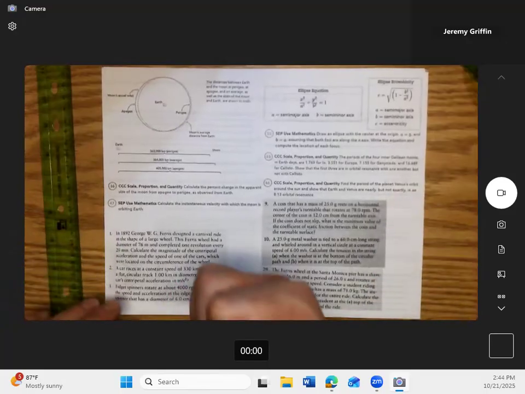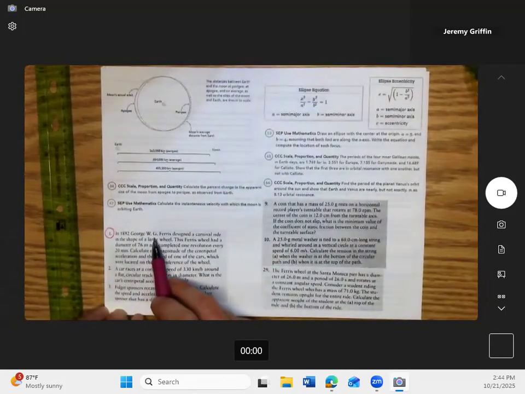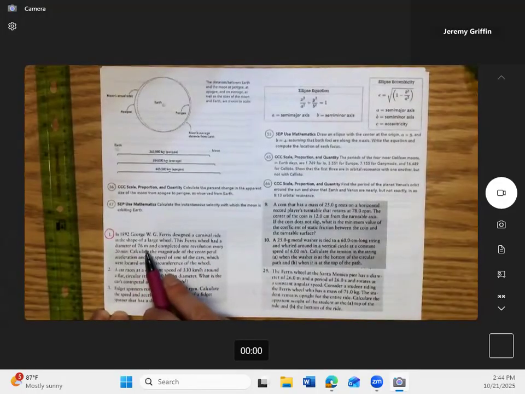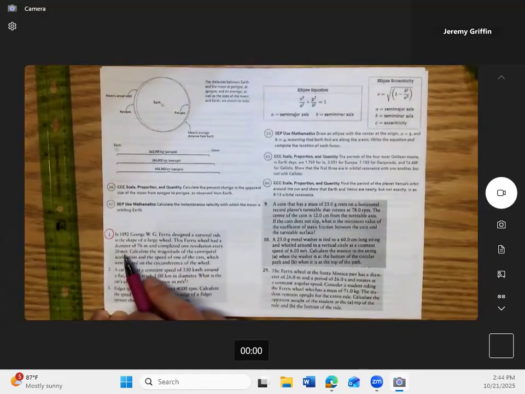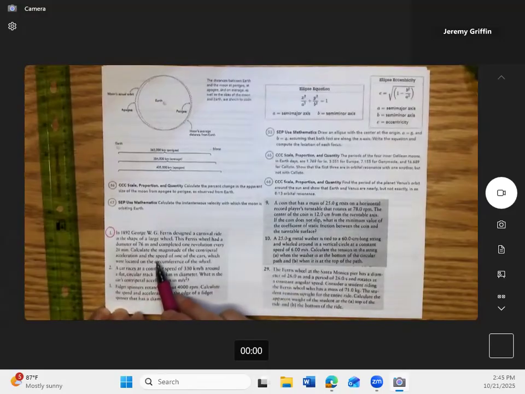So let's try number 1. Let's see what this is about. This looks fun. In 1892, George W.G. Ferris designed a carnival ride in the shape of a large wheel. I wonder if this became a Ferris wheel. This Ferris wheel had a diameter of 76 meters and completed one revolution every 20 minutes. Calculate the magnitude of centripetal acceleration and speed of one of the cars, which were located at the circumference of the wheel.